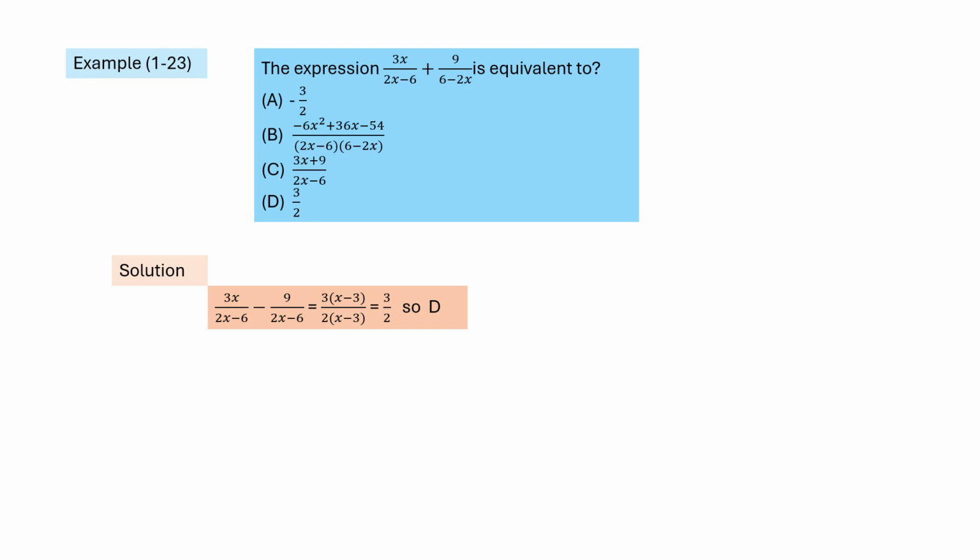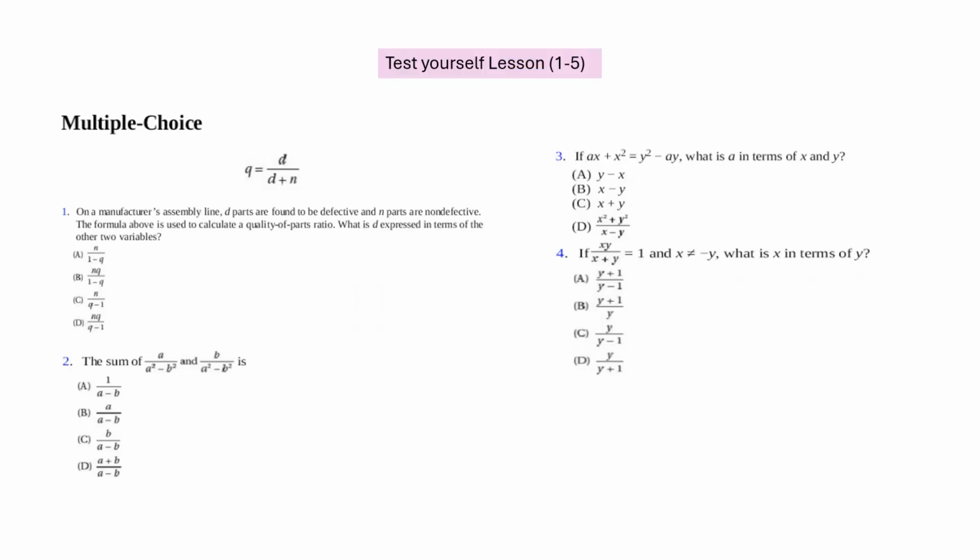So take common factor 2 in the denominator and take common factor 3 in the numerator. Look at the two brackets, they are the same, cross it out. So it will be 3 over 2, which is D. As normal, test yourself about lesson 5 in topic 1.